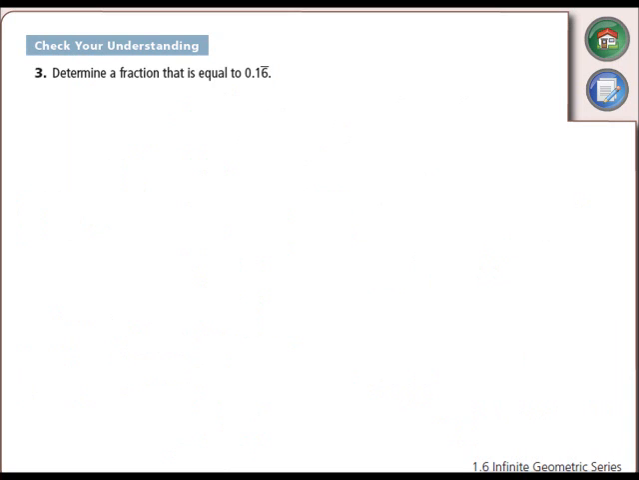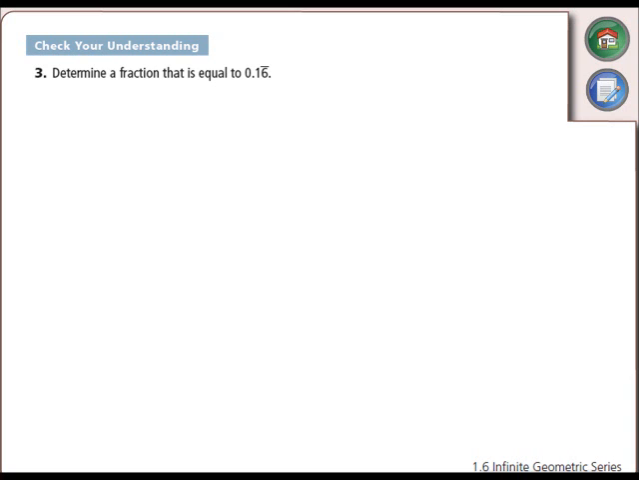Question number 3 there. Take 0.16 repeating into a fraction. Really what we're doing here is we're going right back to that first getting started question. Let's make it into a geometric sequence and series. And then now we can take it and use our formula.